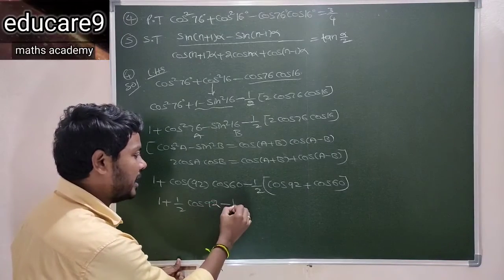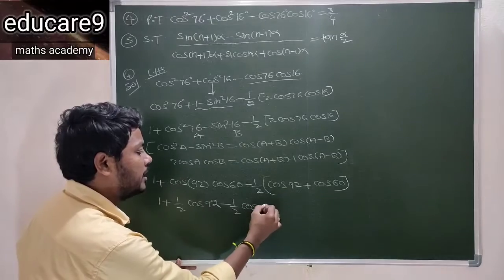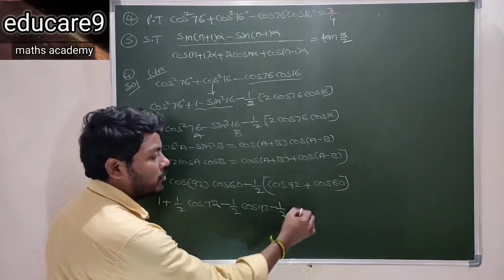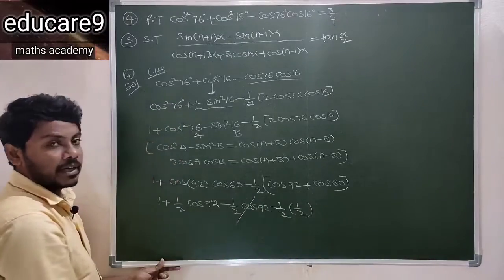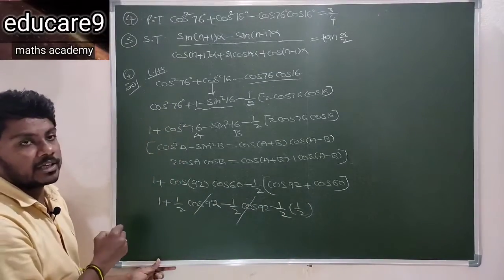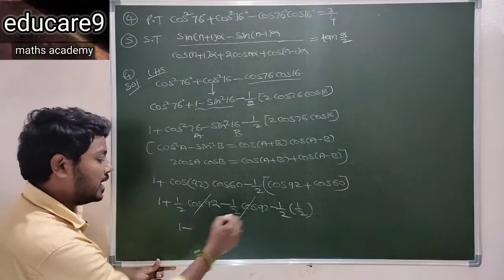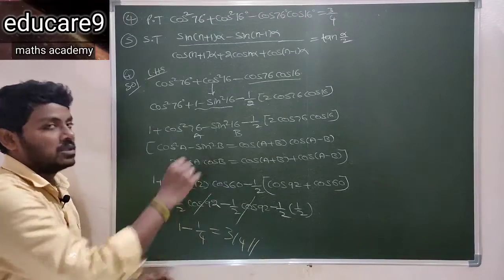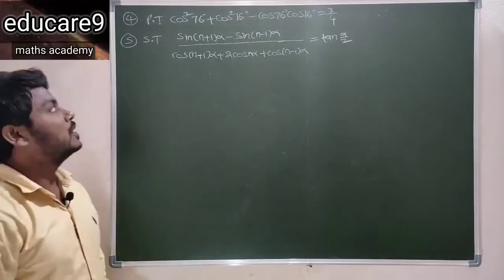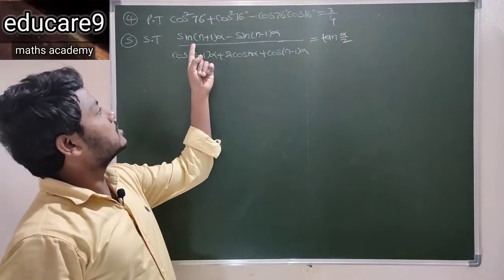And this one, minus 1 by 2 cos 92. Here minus 1 by 2 into cos 60 value 1 by 2. So minus 1 by 2 cos 92 plus 1 by 2 cos 92 get cancelled. So this is 1 minus 1 by 4, you will get 3 by 4. So this is RHS.